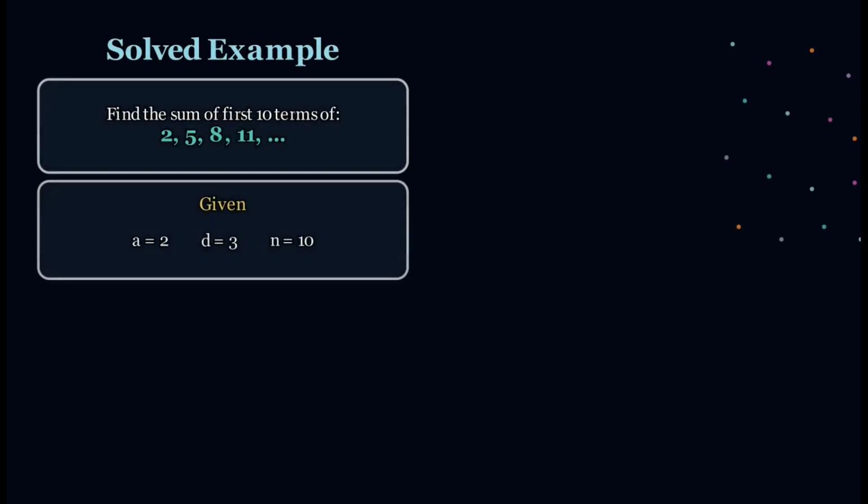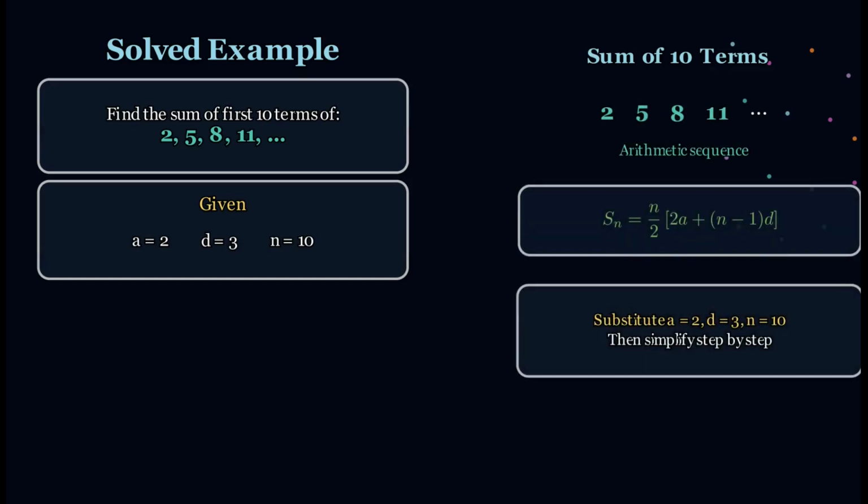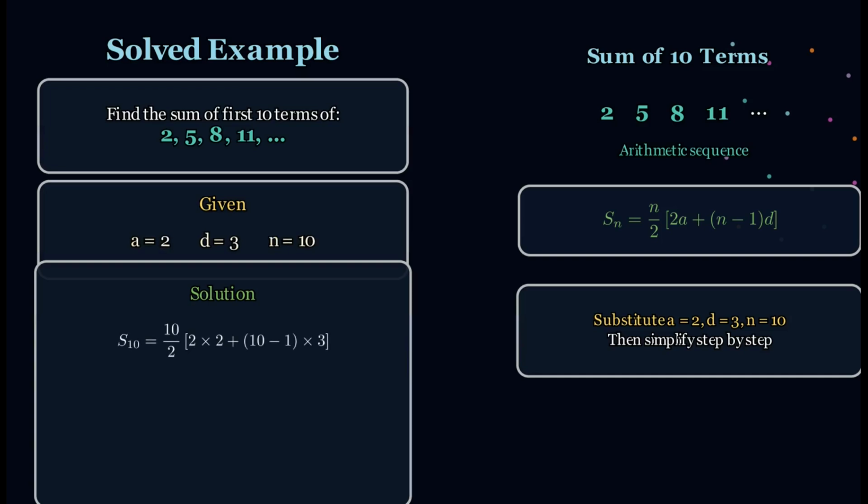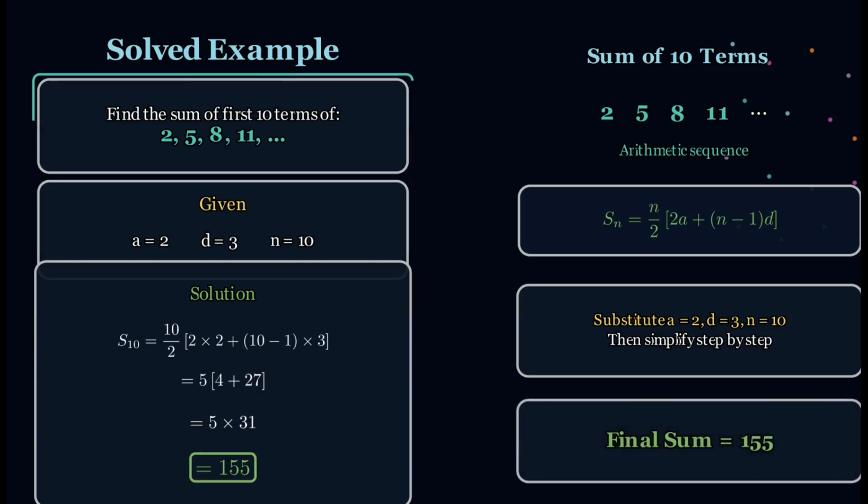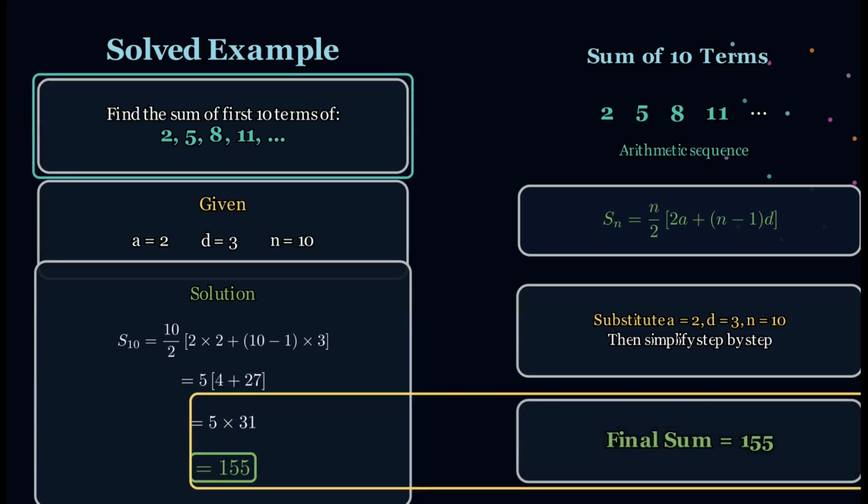Let's see one example. Find the sum of the first 10 terms of the given sequence 2, 5, 8, 11 and so on. Given that a is equal to 2, the first term, d is equal to 3, the common difference, and n is equal to 10, the total number of terms. So apply the formula here. S10 is equal to 10 by 2 times (2 times 2 plus (10 minus 1) times 3). After the computation, we get the sum as 155. So the sum of the first 10 terms of the given sequence is 155.